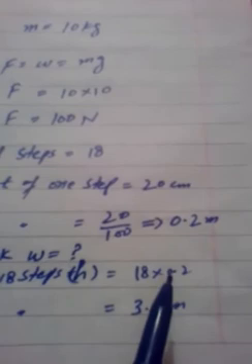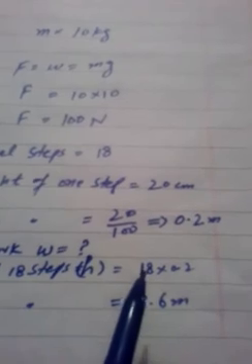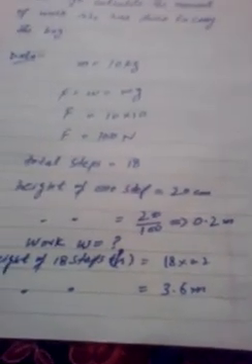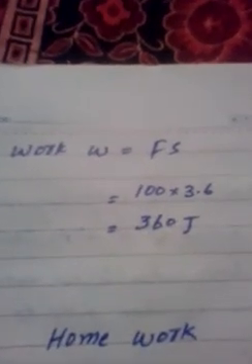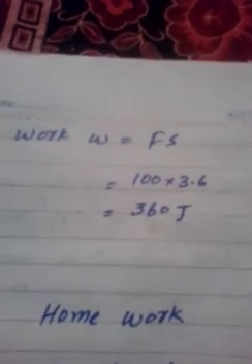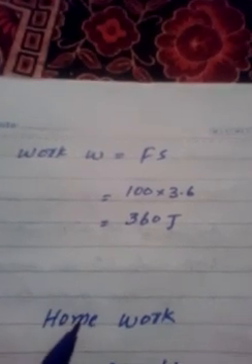As there are 18 steps, to find the height of the 18 steps, we multiply 18 by 0.2, the height of one step. So the height of the 18 steps will be equal to 3.6 meter. Next we apply the formula. To find the work, as W is equal to Fs, putting the value of F, that is 100, and the value of s, that is 3.6, it will be equal to 360 joule.